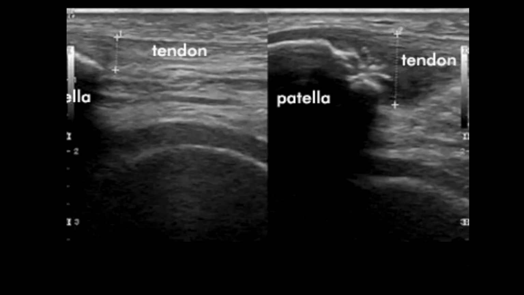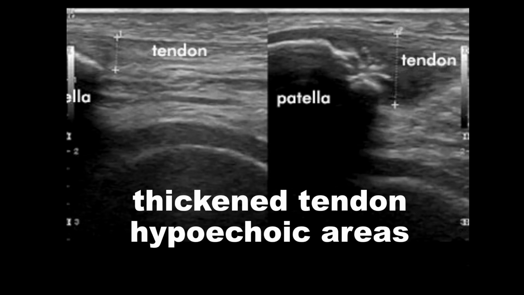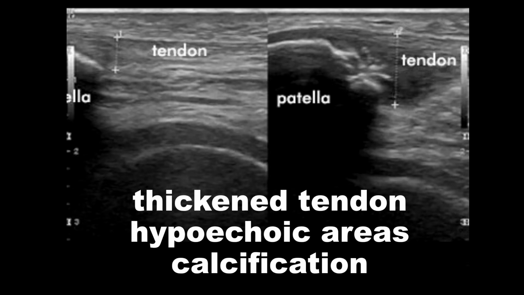And here's an example of that. So this is a patellar tendon, and on the left, what you're seeing here is that this tendon is normal and appears to be in normal thickness, whereas on the right, that tendon appears to be thickened, portions of the tendon itself appear to be anechoic, and you're actually seeing this bright white structure here that's a calcification. So together, the thickened tendon, these hypoechoic areas, and this calcification are all indicative of tendinosis.